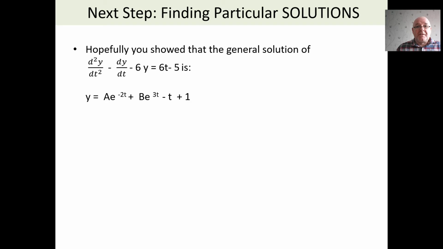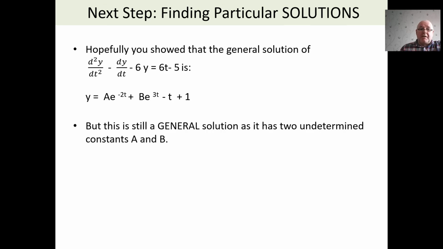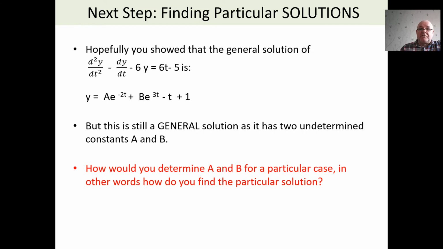So what's the next step? There's only one more step in this video, and that is finding particular solutions. Notice that so far we've still got a and b in our solution. That means that these are still general solutions. So how would you find a particular solution? We're going to finish by showing you two examples of doing that.